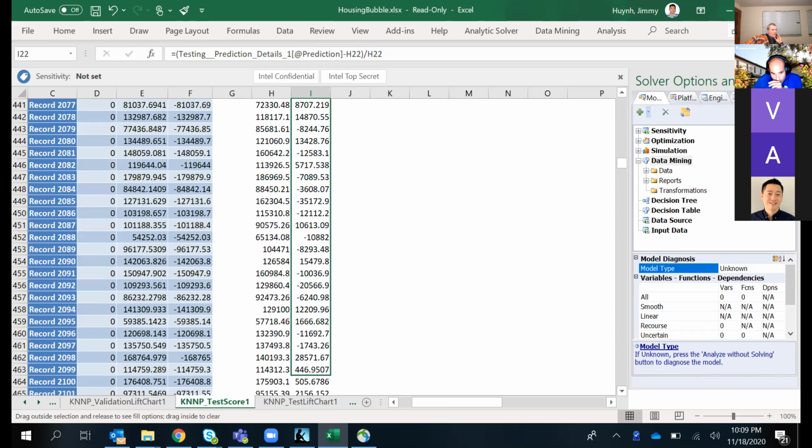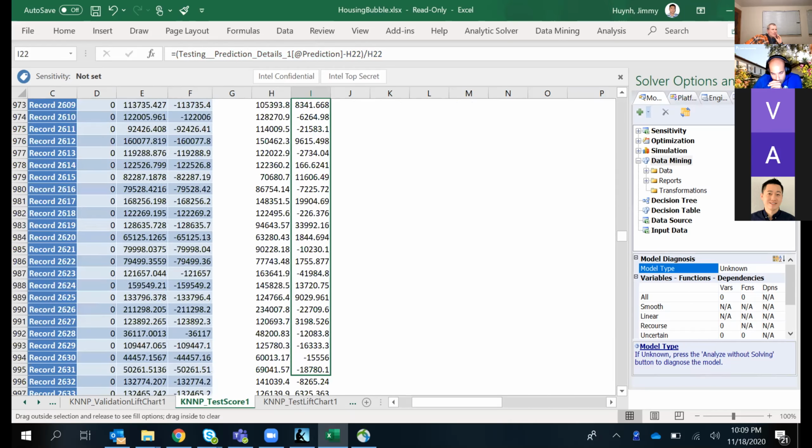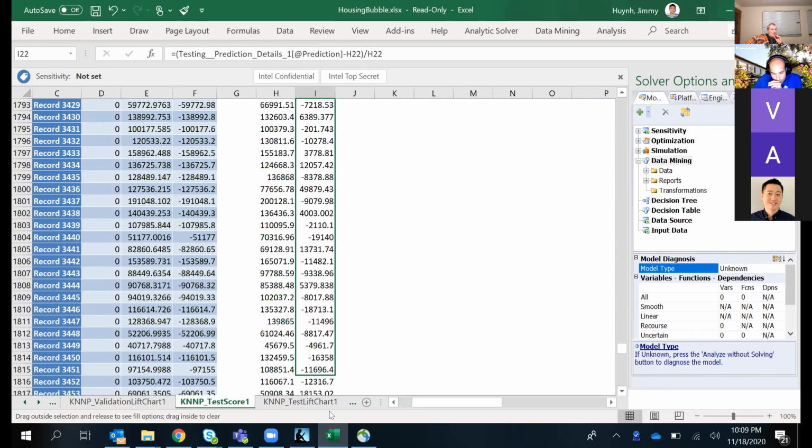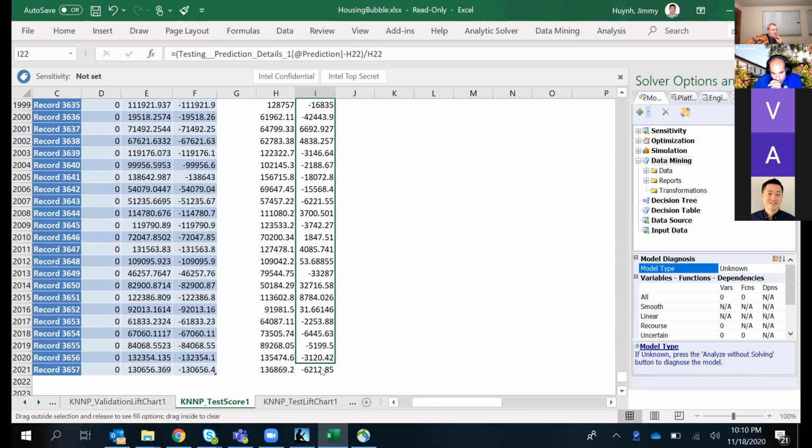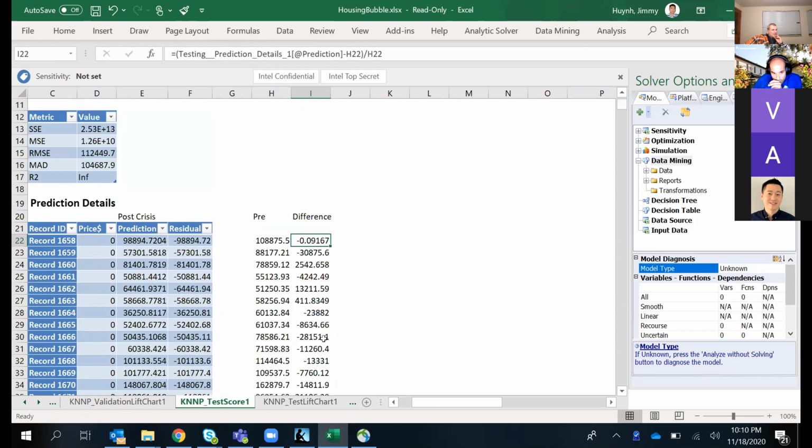So I guess post crisis, we're expecting prices to drop, right? One would presume. And we're trying to find, are we finding percentage? Let's see. Yeah, percentage difference. Jimmy, that didn't work. I don't know why that didn't work.